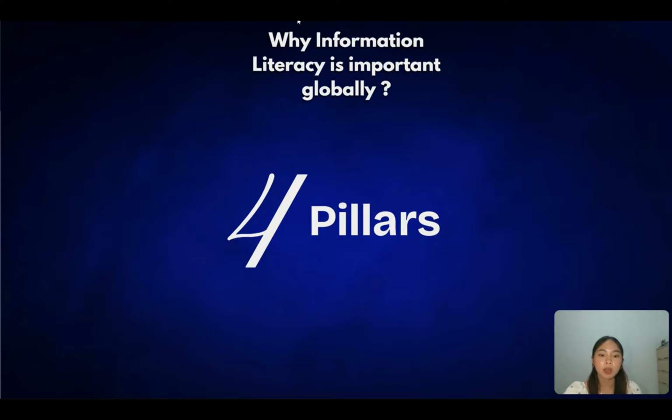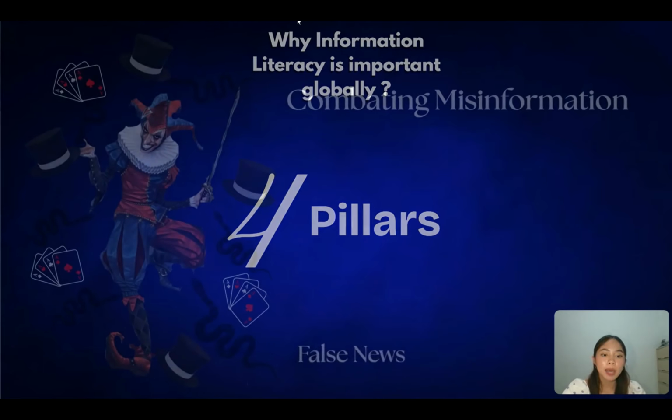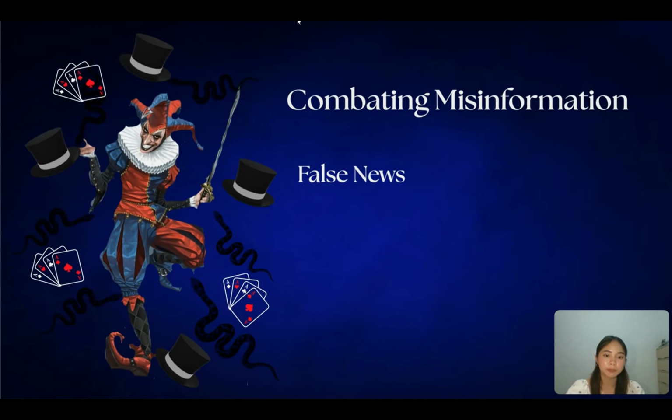So first, let's talk about combating misinformation. So instead of giving you some images about false news as an example, I will show you the symbols instead. So I have here false news. False news is like a trickster. It hides behind convincing appearances, mixes truth with lies, and fools people into believing what is not real.